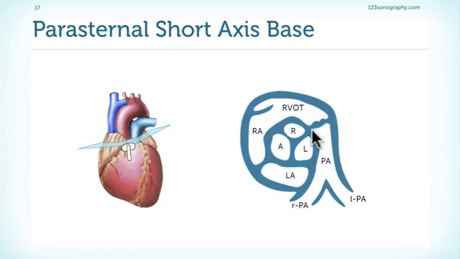In summary, we get a view where we have the aorta at the center, and surrounding the aorta we have the left atrium, the interatrial septum, the right atrium, the right ventricular outflow tract, the pulmonary valve, the pulmonary artery, and then the right and the left pulmonary artery. So we're cutting the heart right at its base through the great vessels with the aorta at the center of the image.